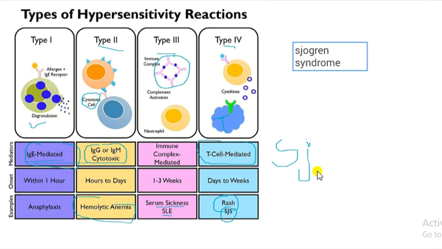The timing is very different for each type. In anaphylaxis, we can see the reaction within 1 hour. In type 2, it takes hours to days, in type 3, 1 to 3 weeks, and type 4 is delayed. Another name for type 4 hypersensitivity reaction is delayed hypersensitivity reaction. It takes days to weeks.